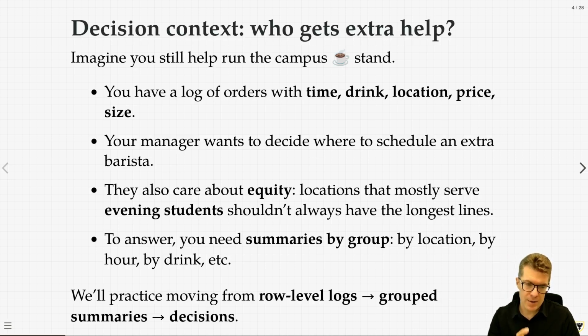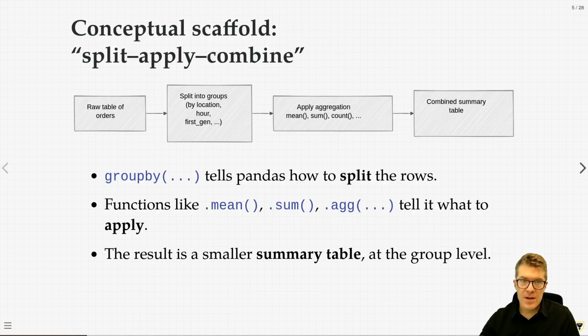So we're going to practice moving from row-level logs to grouped summaries, and then from there, at least hinting towards decisions. So here's our conceptual scaffold. It's just called the split, apply, combine. We'll start with a raw table, in this case of orders, but you can see how this generalizes to other forms of data. From that, we're going to split the data into groups, again by location, hour, and so on. On each of those groups, we're going to apply aggregations.